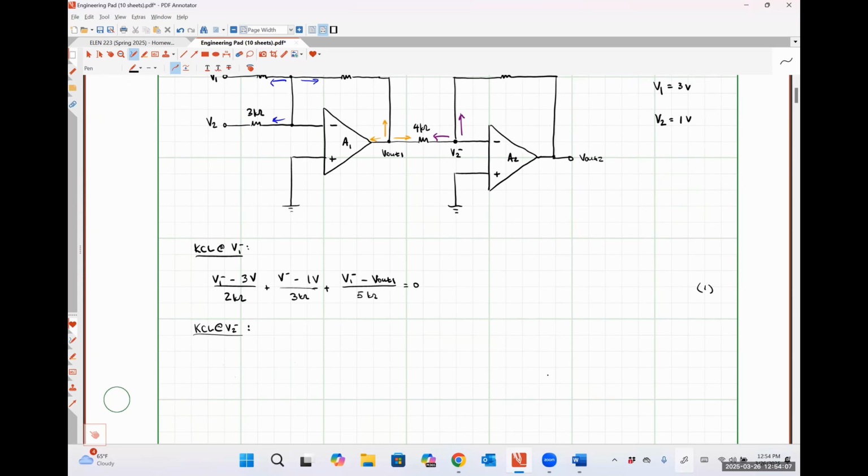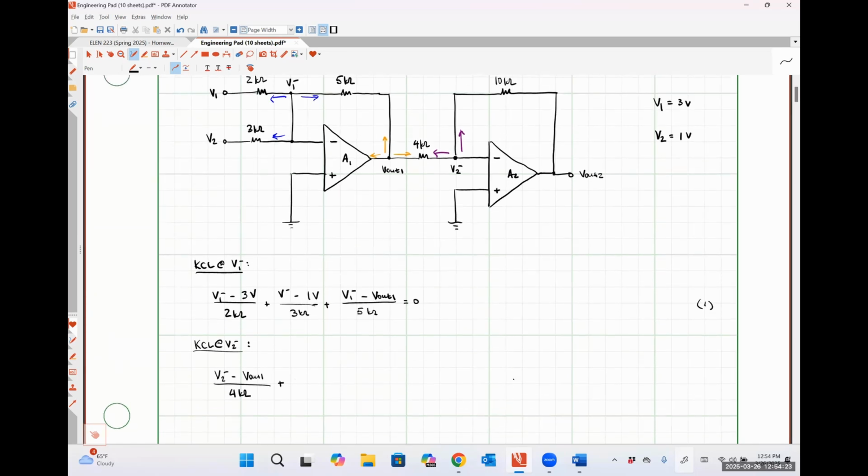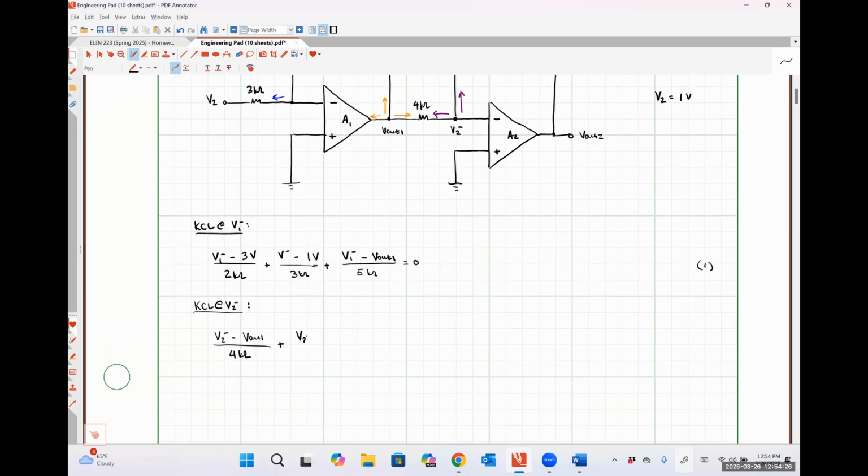So our current flowing to the left is going to look like V2 minus V out 1 over 4 kiloohms. And our current flowing up through that feedback resistor is going to be V2 minus V out 2 over 10 kiloohms. And I'll set this equal to 0. And this is my second equation.